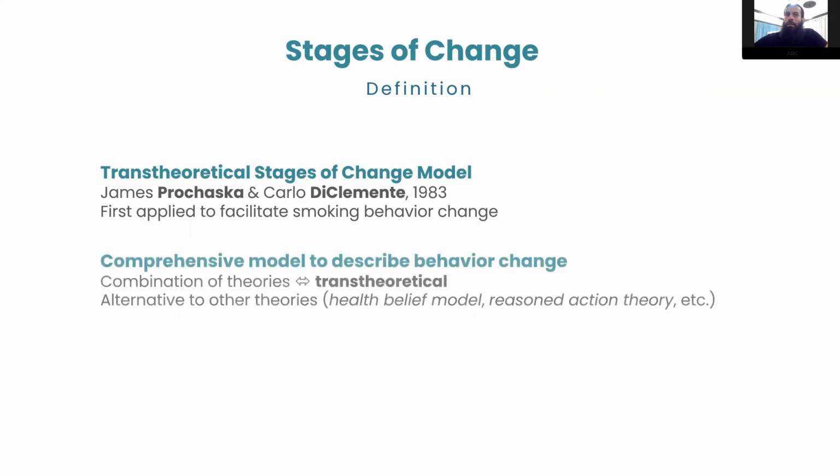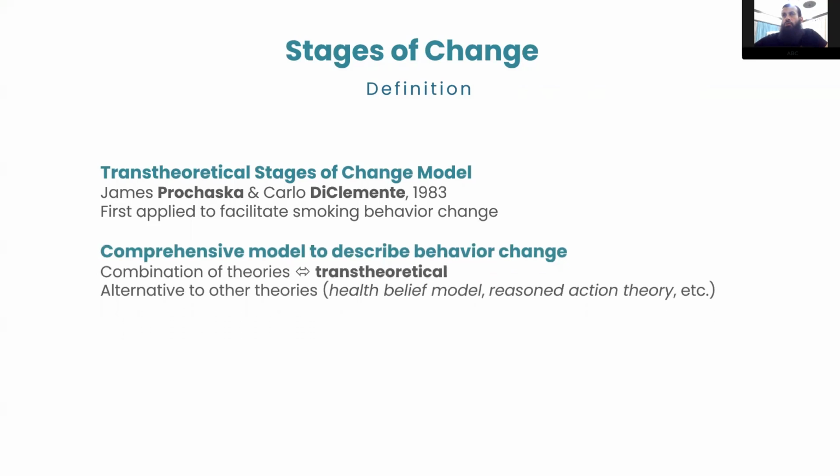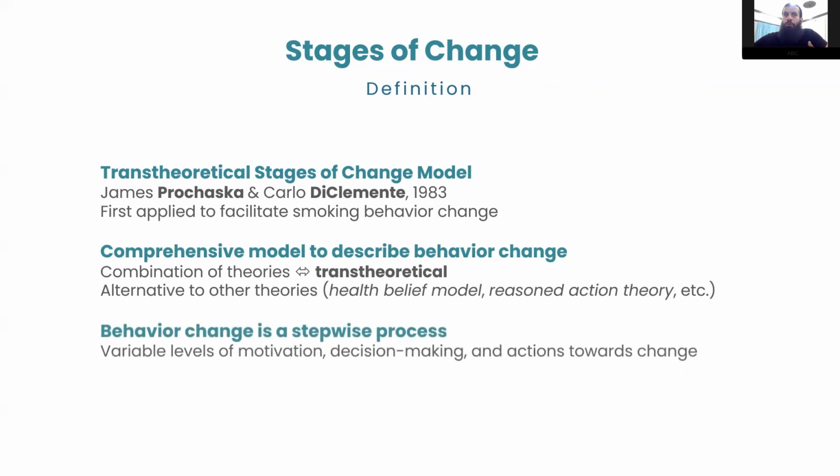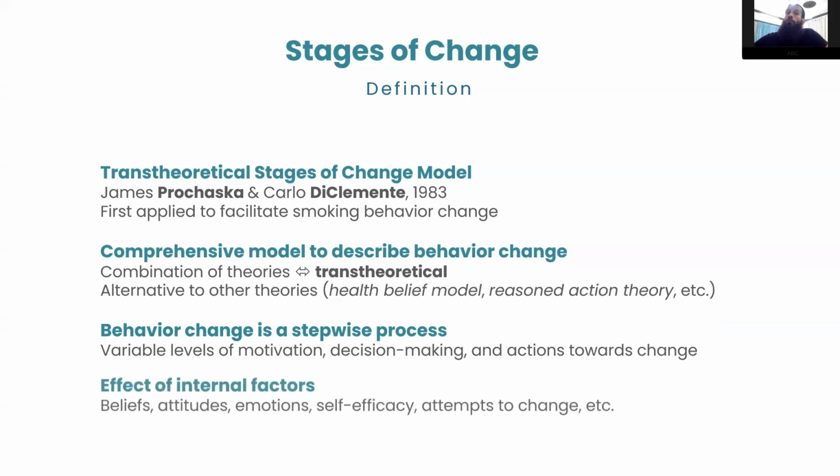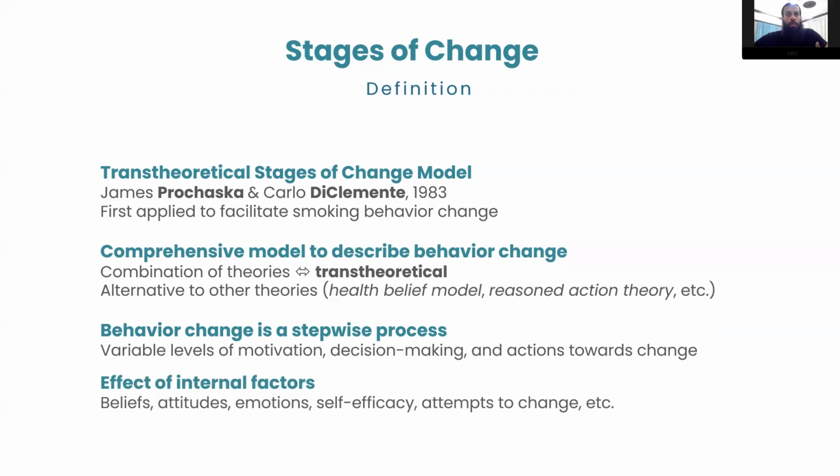As the name implies, this model uses a combination of theories to provide a stage-wise description of the behavior change process. It had rapidly gained popularity over simplistic models that viewed motivation to change as a binary outcome in an input-output cognitive and behavioral model. Instead, the stages of change model frames the behavior change process into a continuum of discrete stages of motivation and actions toward change, which are the result of multiple internal factors such as beliefs, attitudes, emotions, self-efficacy, etc.